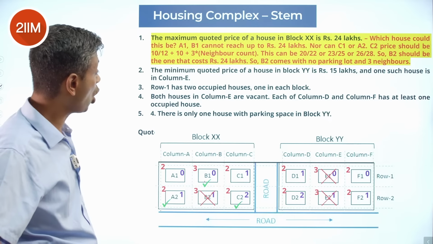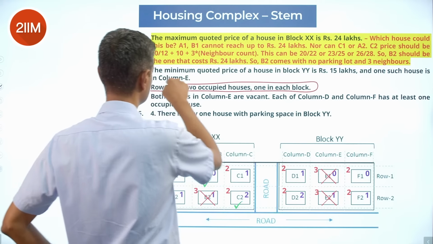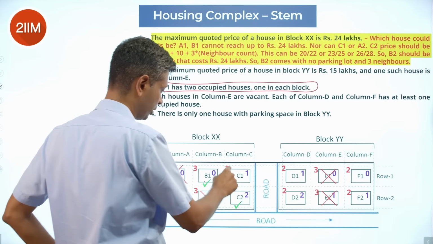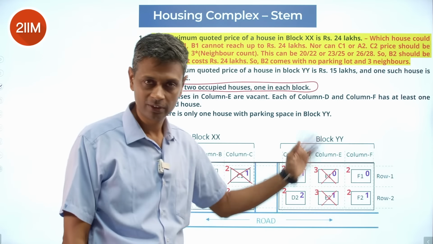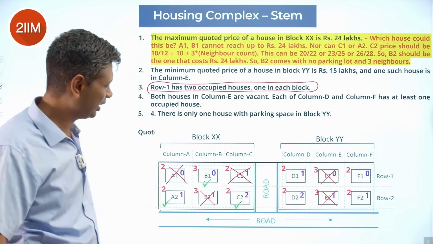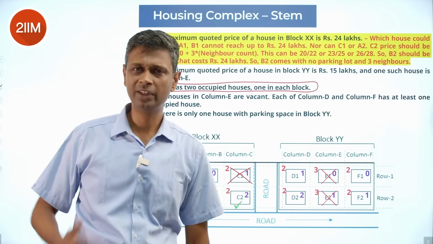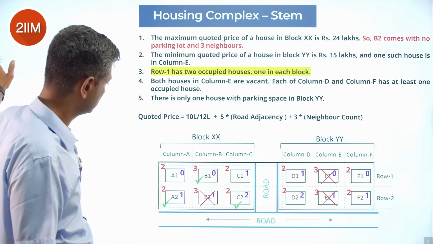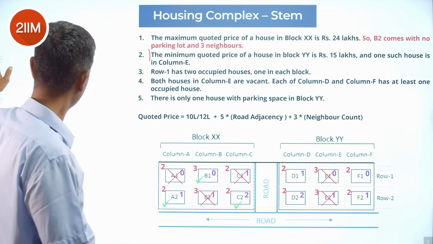Row 1 has 2 occupied houses, one in each block. This is occupied, only one in this block. Not occupied, not occupied. Done. These two are unoccupied anyway. Lovely. Brilliant. So we've got block XX clearly, 3 occupied, 3 unoccupied. Everything else we can figure out after that. I think the minimum will open up something for us.